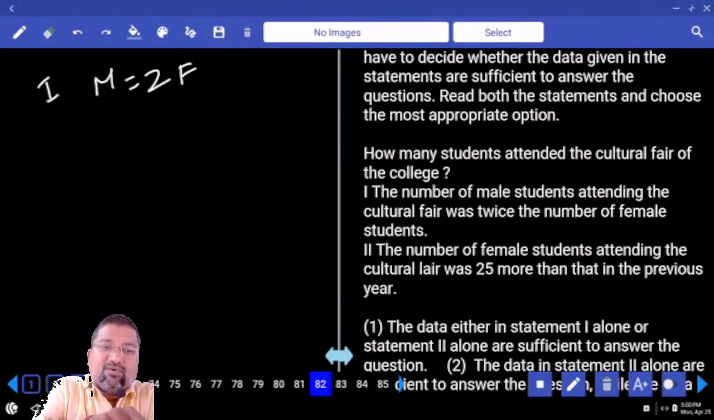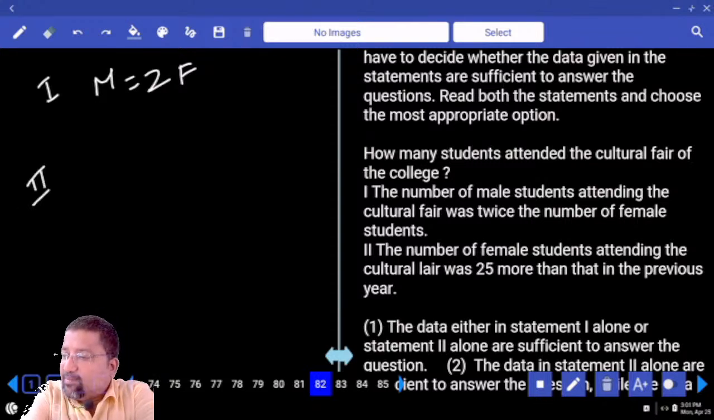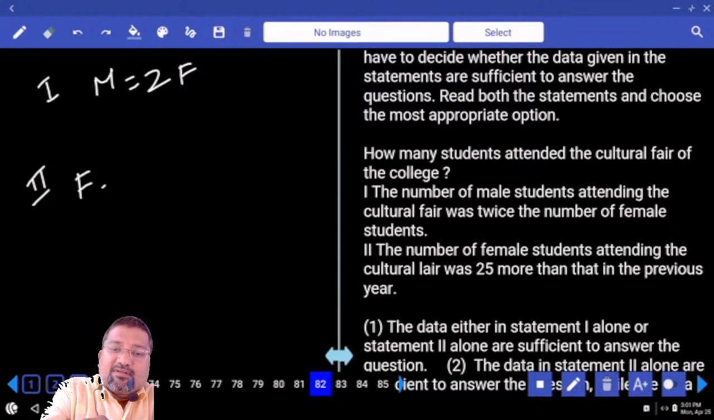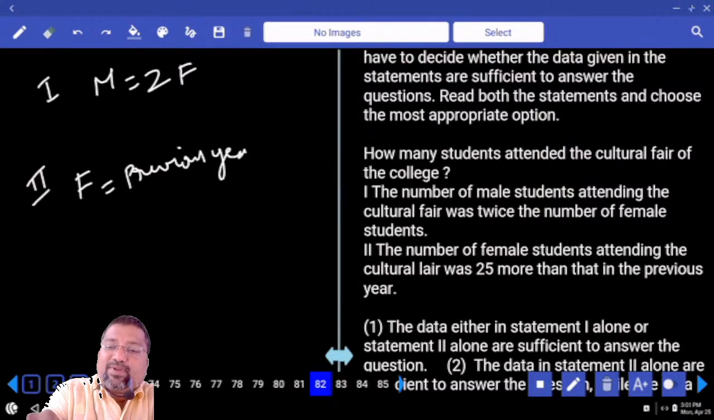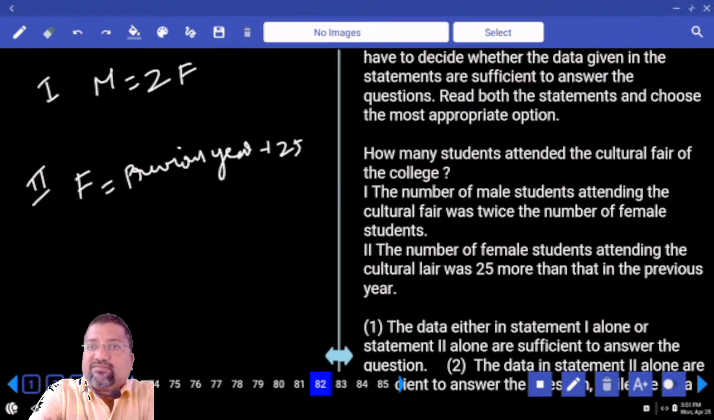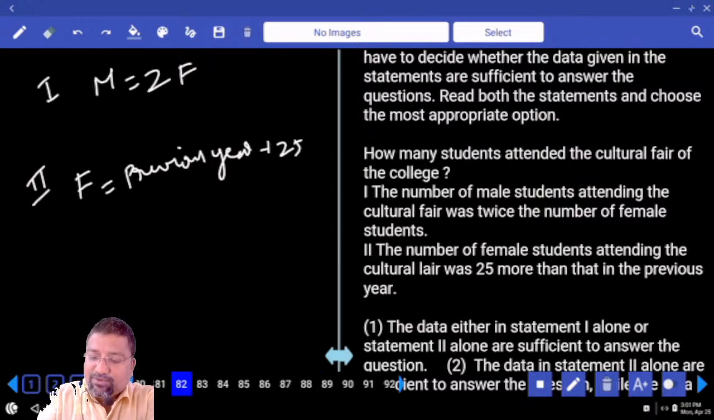No. What is 2? The number of female students attending the cultural fair was 25 more than the previous year. Number of female, previous year plus 25. From this, will I get the answer? No. Combining both 1 and 2, still no. Why? Because we should know the number of female students who attended in the previous year. Will I get the answer? No. Even after combining both 1 and 2, you won't get the answer.